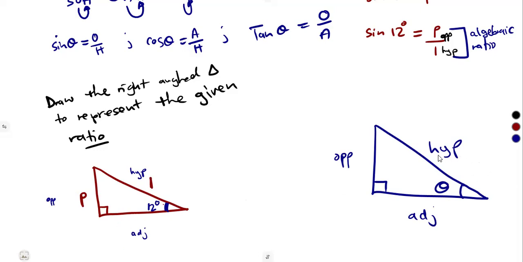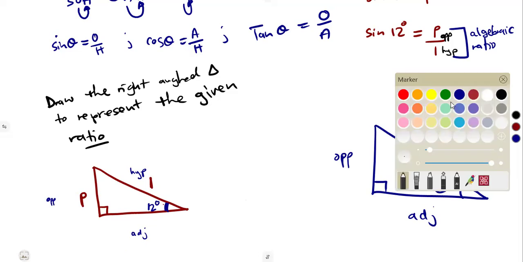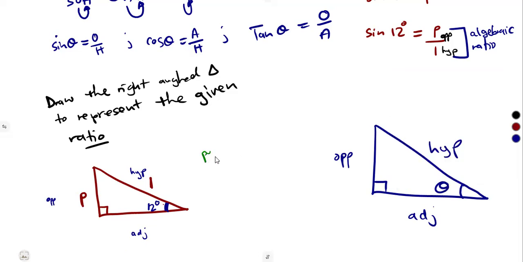How do you find it? You can apply your Pythagoras theorem. Remember your Pythagoras from grade 10 again, our Pythagoras theorem. Hypotenuse squared will be equal to the sum of the squares of these two sides. So our hypotenuse squared will be equal to opposite squared plus adjacent squared.